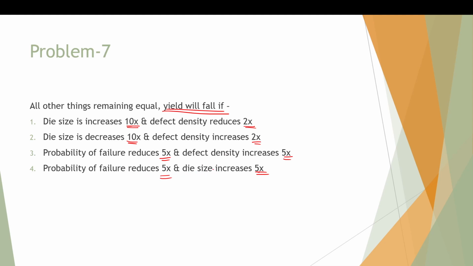If die size increases, probability of failure again increases, right? So let us look from down to up. Probability of failure reduces 5 times if die size increases 5 times. If die size is increasing 5 times, probability of failure is again increasing 5 times. So the net effect is 0.